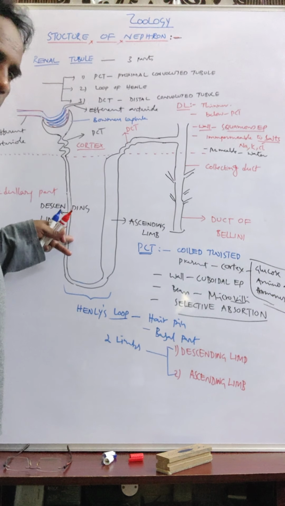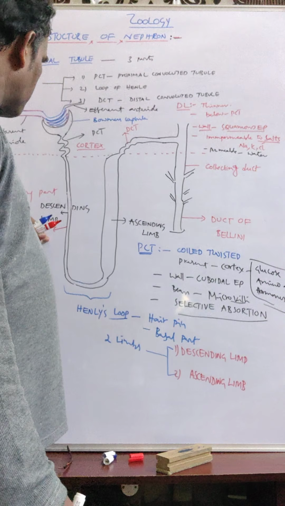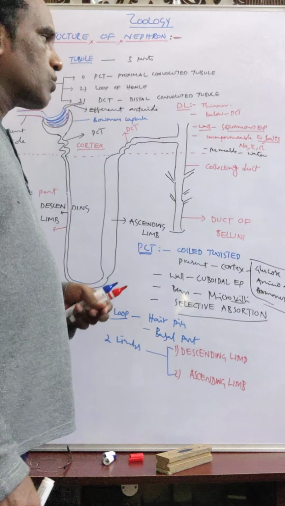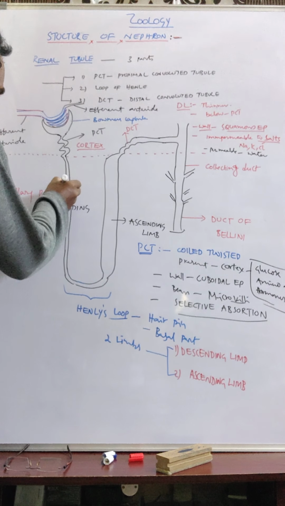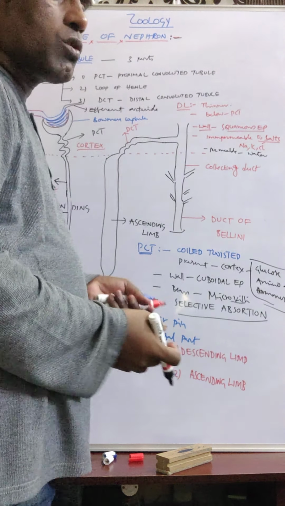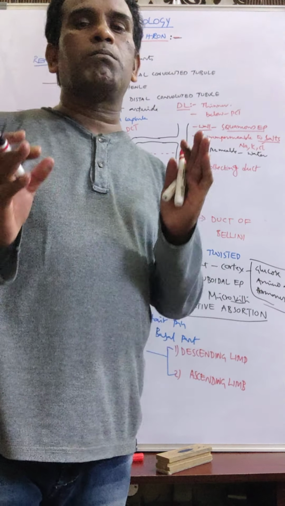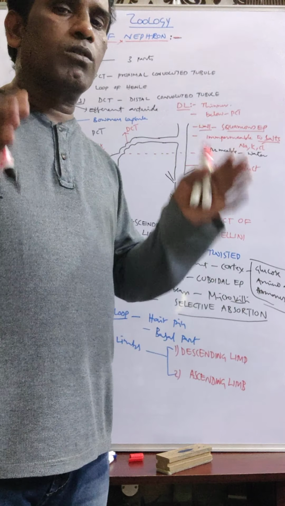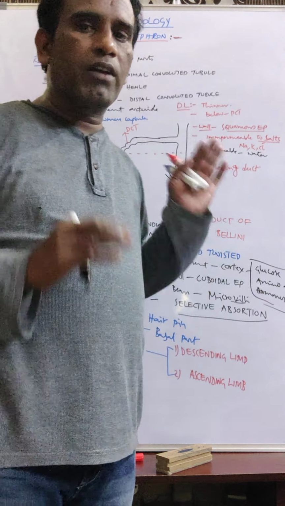So the descending limb is thinner, present below the PCT, and the location is the medullary part of the kidney, and the wall is lined with squamous epithelial tissue. The wall is impermeable to salts like sodium, potassium, and chloride, and it is permeable to water. So water is reabsorbed, and it is impermeable to salt. Therefore the salt content increases in this descending limb. So the urine becomes hypertonic in the descending limb, as the salt content increases, water is reabsorbed, and only salts remain. Therefore the osmolarity keeps on increasing. So concentrated urine is formed in the descending limb, very important for the NEET level.